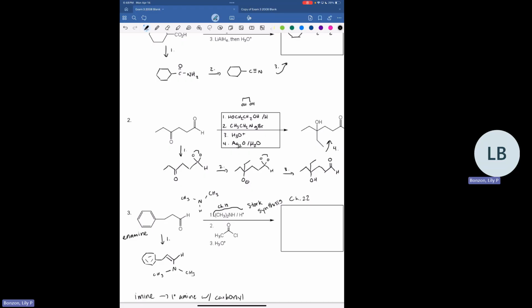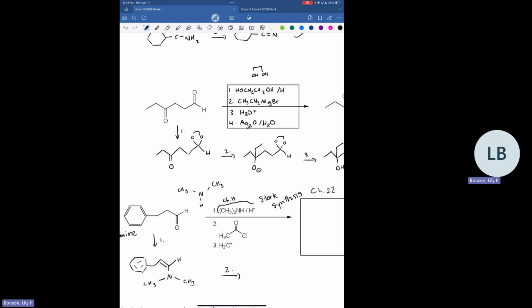All right, so step 2. Again, this is overall a Stork synthesis, so if you want to look at that, it's in chapter 22. But what happens in step 2 is we have this partially positive carbon. It's very partially positive because of the electronegativity difference between the double bond oxygen and that chlorine. And so our double bond can actually act as a base to attack that carbonyl. It's kind of helped out by the nitrogen pushing towards that double bond.